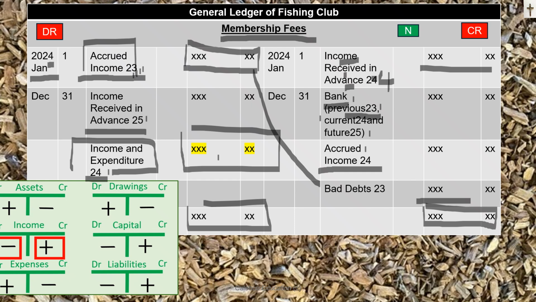And it's an income account. An increase in income goes on the credit side, and a decrease in income goes on the debit side. For example, income received in advance shouldn't be shown in the current year when it relates to next year.